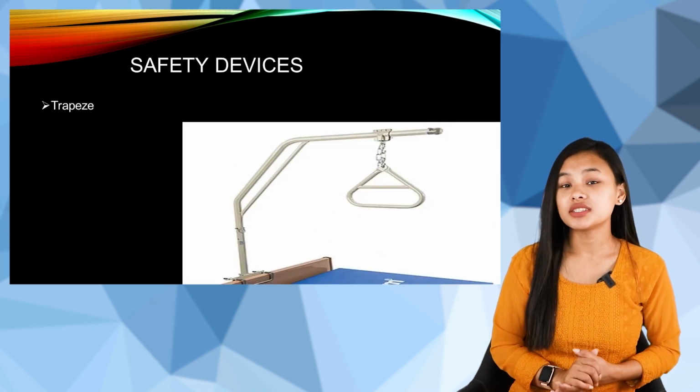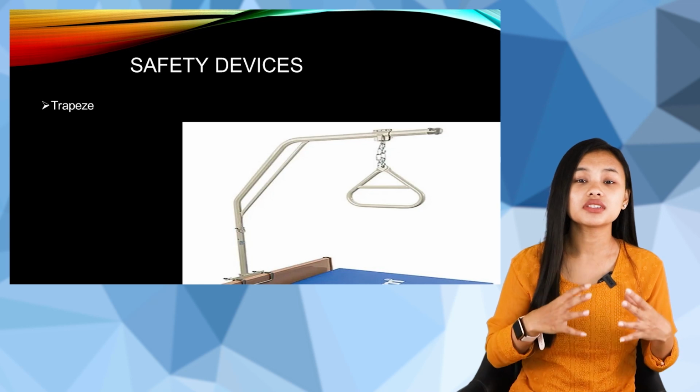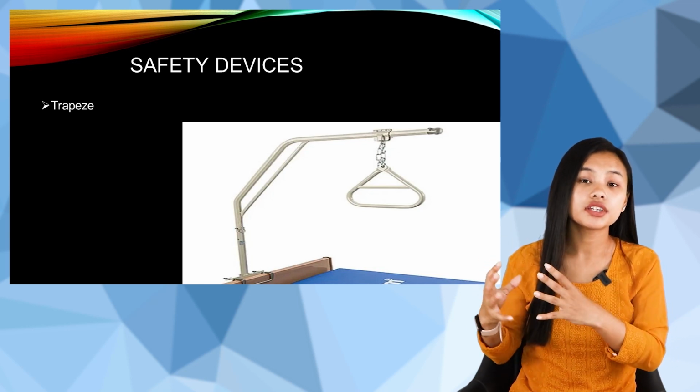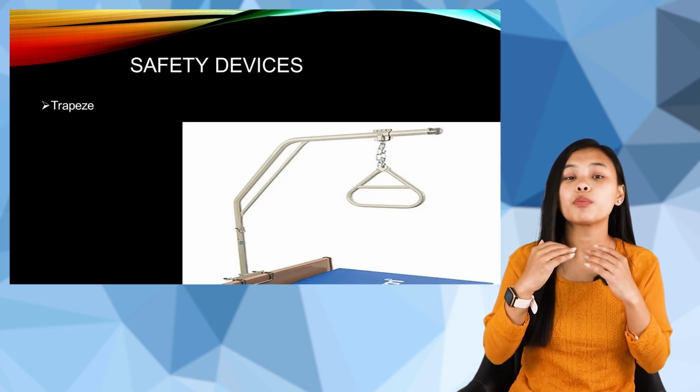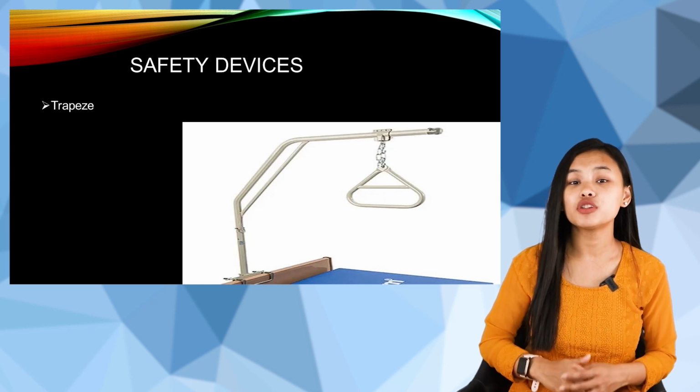And the next one is trapeze. So what is this trapeze? This is simply an item which provides a support for the client in order to be able to get up in bed. So these are the various safety devices that you as a nurse can use for your client in order to prevent the hazards from occurring.